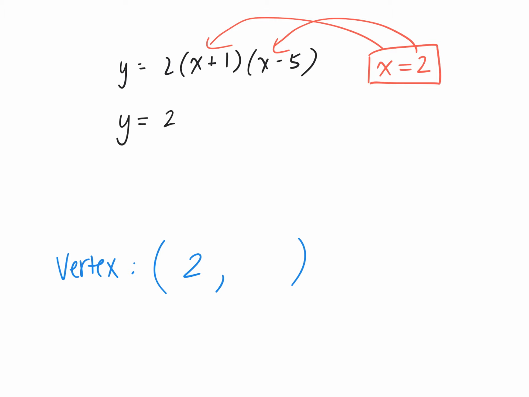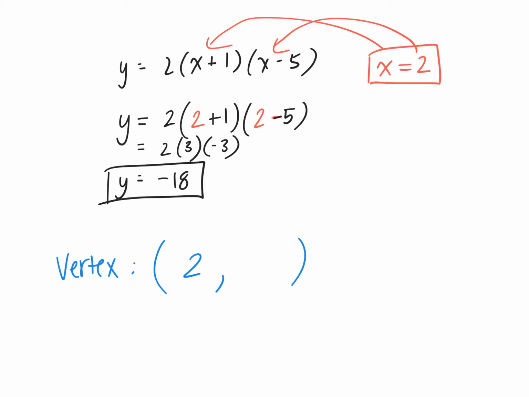So plug it in: 2 times (2 plus 1) times (2 minus 5). Simplify. Okay, 2 times 3 is 6, times negative 3 is negative 18. So the y value is negative 18, which gives us the coordinate of the vertex.